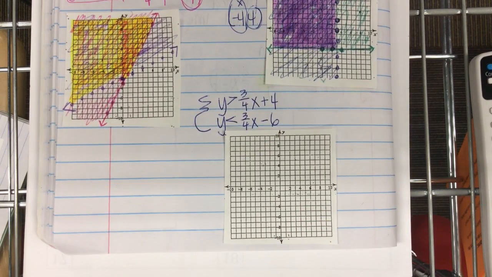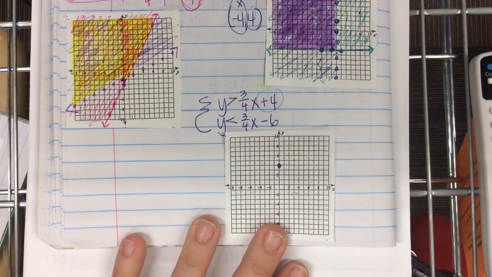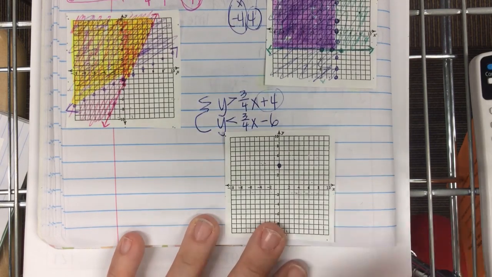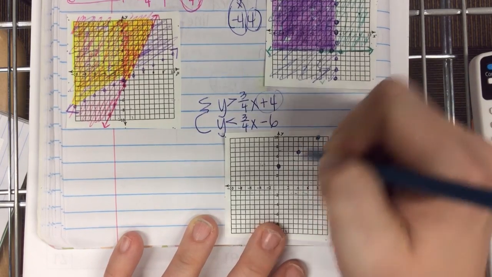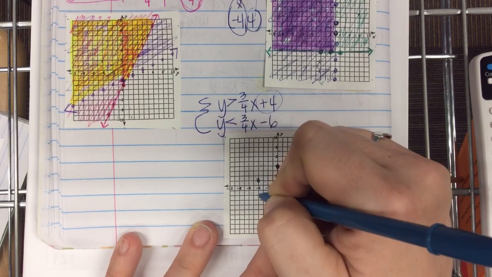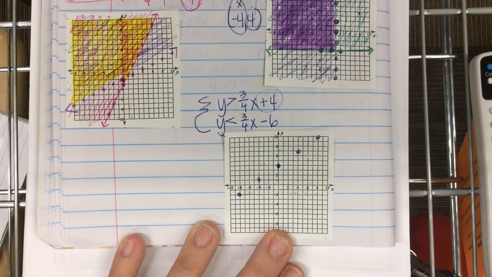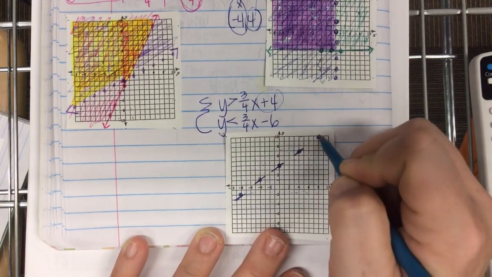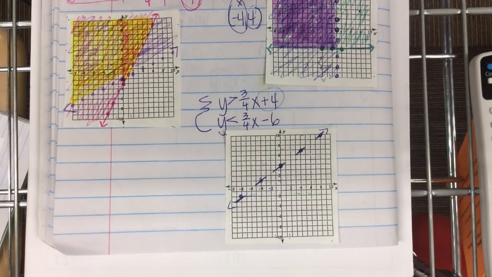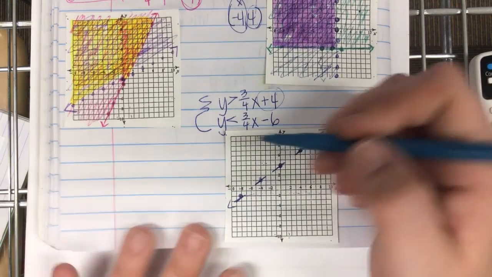So let's try this one. Where does the first one start? Positive 4. And from there, what happens? Up 3 over 4. Down 3, backward 4. Do I connect them or leave them dotted? I'm going to dash them just so that you can see them a little bit more because they're kind of far apart. And does it go up or down? y is greater, so up.